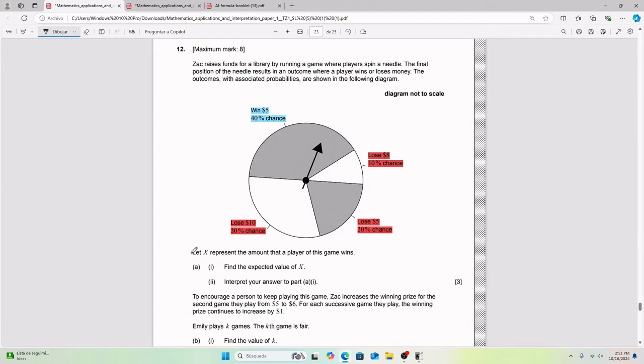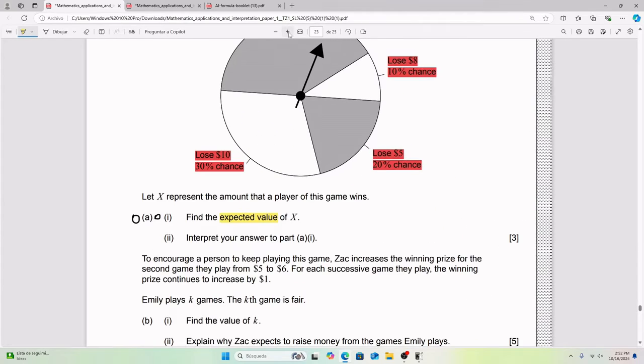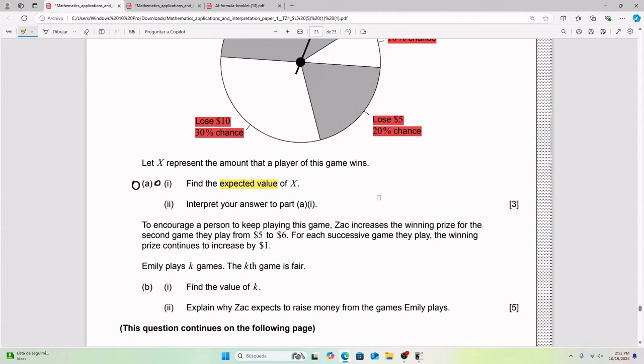So then they tell us to let X represent the amount that a player of this game wins, and for part A-I, we need to find the expected value of X. Okay, this is a classic. In my experience, they tend to ask expected values at least once, either in paper 1 or paper 2. It's a pretty common thing that you do have to know.